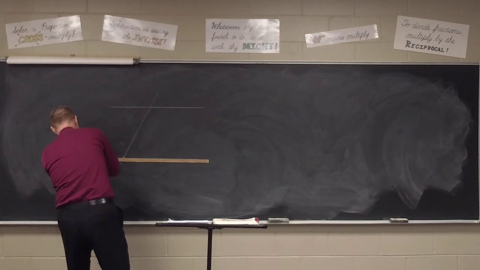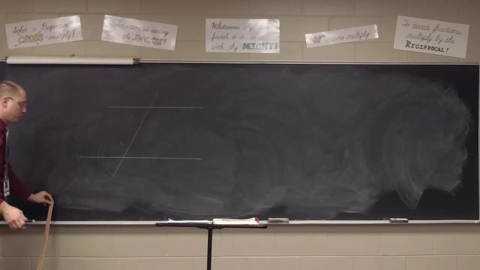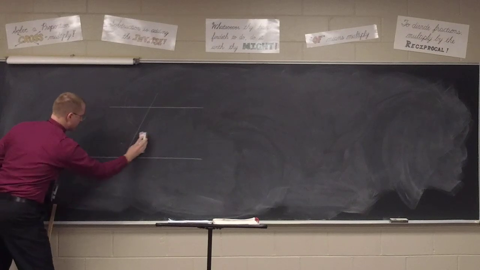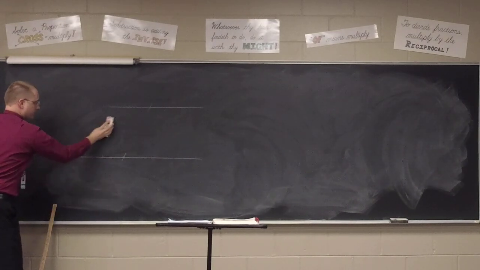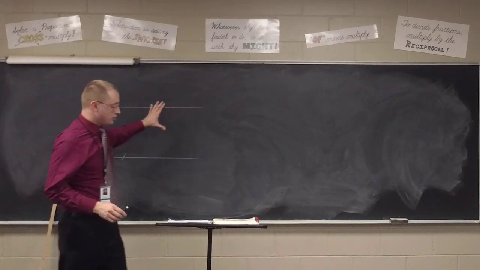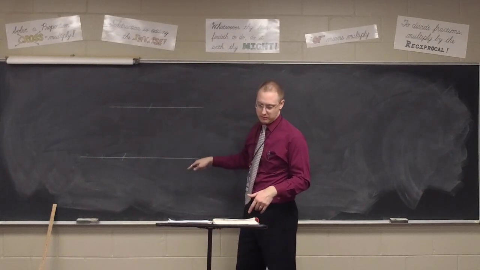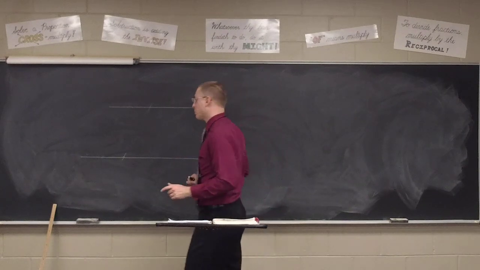Now again, on a quiz or test, these parallels would be given to you. You wouldn't have to construct them, but it gave us a good opportunity to review how to construct parallels. Okay, so we've got our parallels here. And we were supposed to find how to construct a circle that would be tangent to both of these and would pass through some random given point.